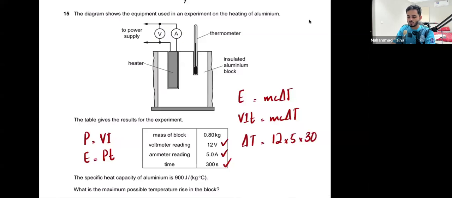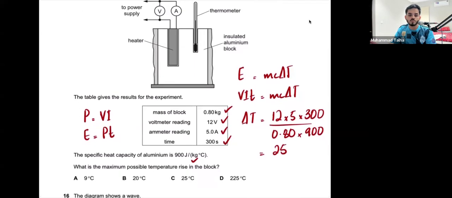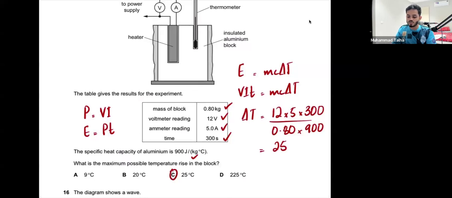Time is in seconds, so that's all good, over mc. m is in kg, this is also in per kg, so that's also fine. So 0.8 times 900. Let's find out what delta T is. So 12 times 5 times 300 over 0.8 times 900, which is 25. This is just the rise in temperature. We were asked for the rise. I thought it was the final temperature. So yeah, that's just C.